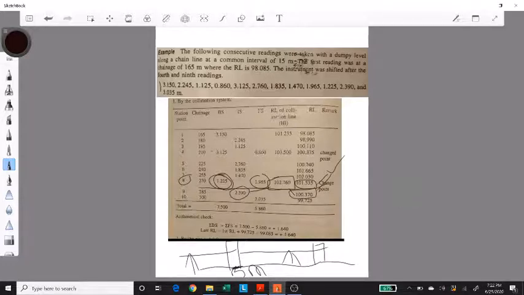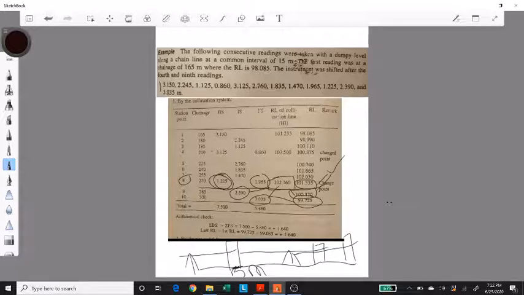Then we have the last reading. The last reading would become the foresight for this setting of the instrument. From the same height of the instrument, we subtract the foresight and we get the reduced level of the last point. Now that we have done this whole procedure, we have the reduced level of all the points. Now we can apply the check that we studied in the previous lecture.